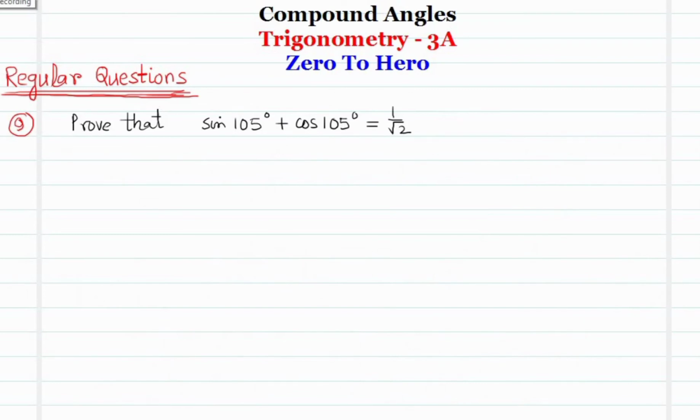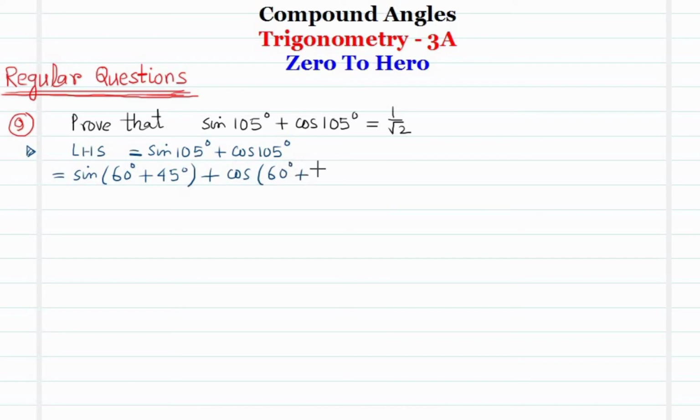The next question is prove that sin 105 degree plus cos 105 degree equal to 1 by root 2. It's a direct application of the formula. So let's take left hand side, that is equal to sin 105 degree plus cos 105 degree. We can write it like 60 plus 45. Second one also 60 plus 45. Apply the formula.